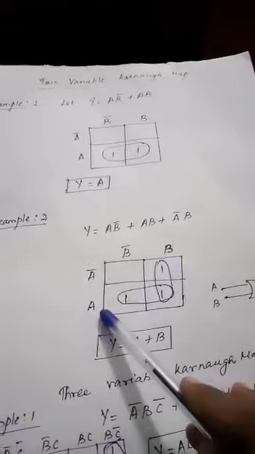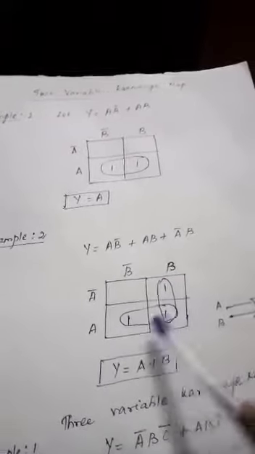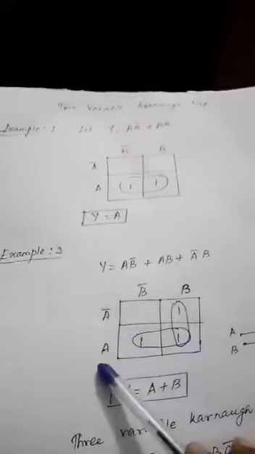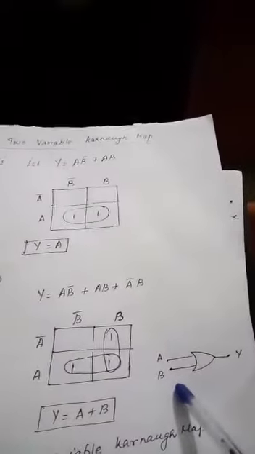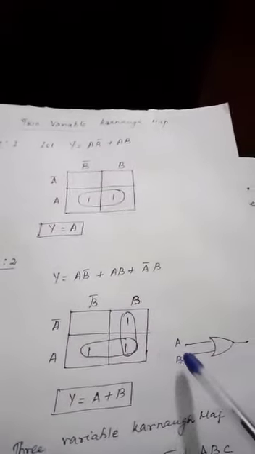Now how do we simplify this? Look at the cells near a: for these 2 subcells, a is common, so we put a. And for these, b is common, so we put b. Now the answer is y is equal to a plus b, that is y is equal to a or b. So here we are using the logic gate y is equal to a or b, and the logic symbol is the OR gate.